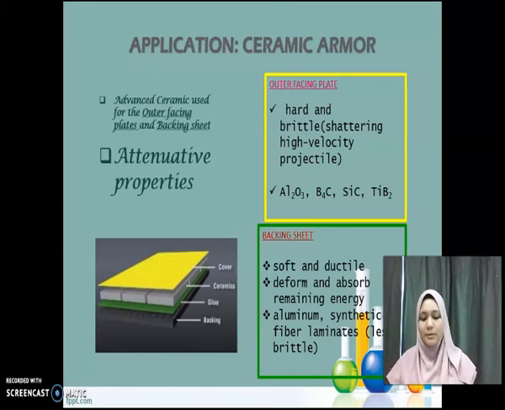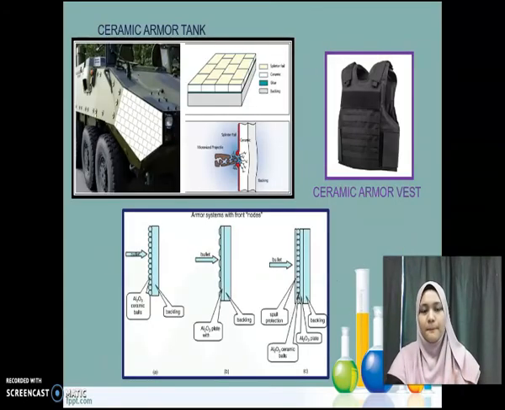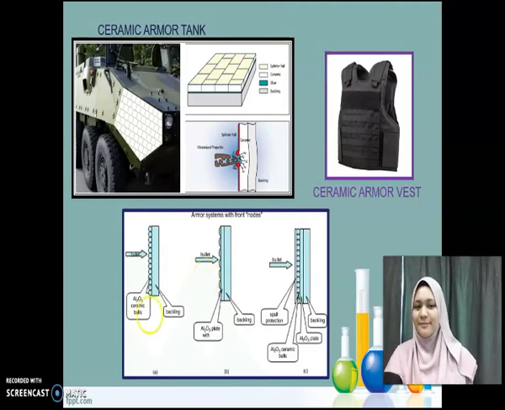The commonly used ceramics are aluminum oxide, boron carbide, silicon carbide, and also titanium diboride. So I will show you some examples of vehicles and clothes that use advanced ceramic as armor. We don't only use it for the shield, but we use it for the tank and also the vest because it can absorb the energy and it's hard to break. So that is all from me.